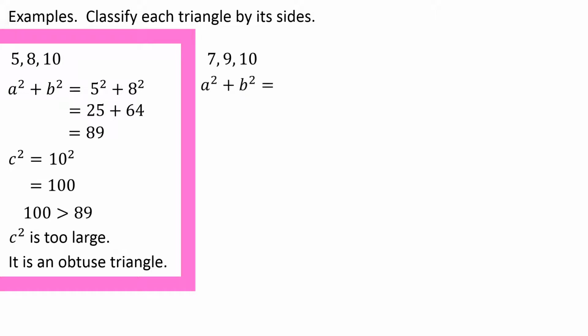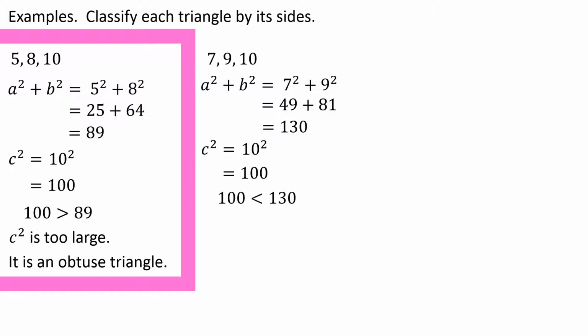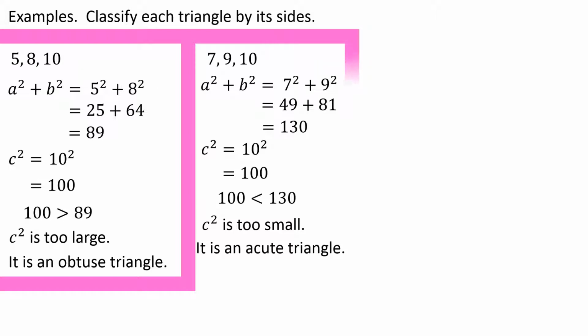Okay, 7 times 7 is 49. 9 times 9 is 81. Add those up, I get 130. Again, I don't have to take the square root. I just want to know, well, what's c squared? 10 times 10 is 100. 100 is less than 130. C squared is too small. It's an acute triangle.